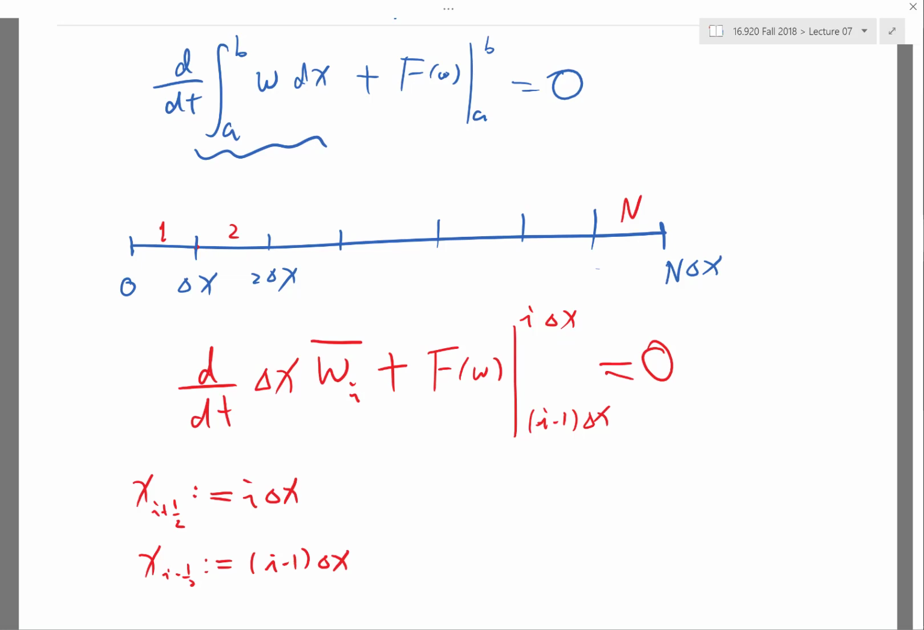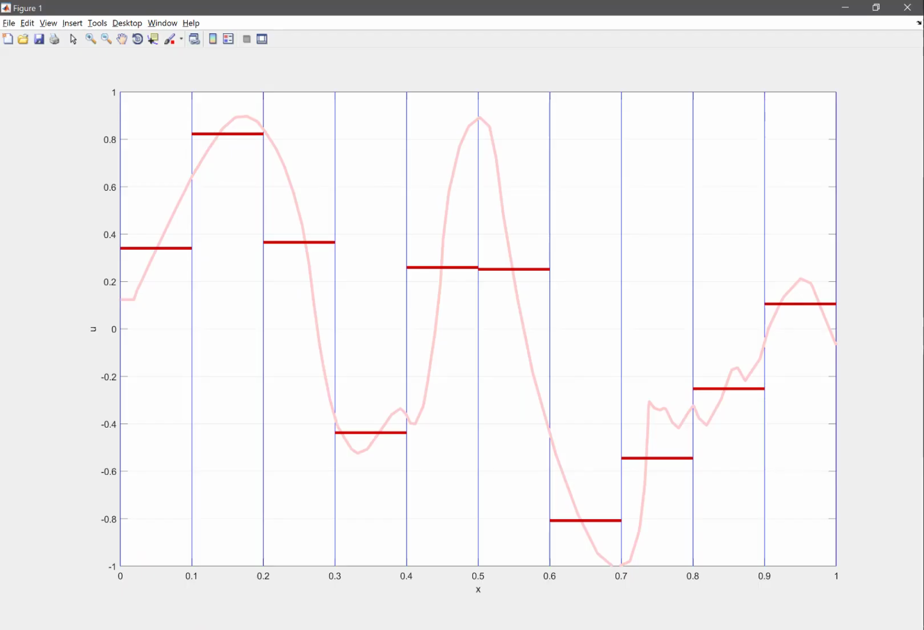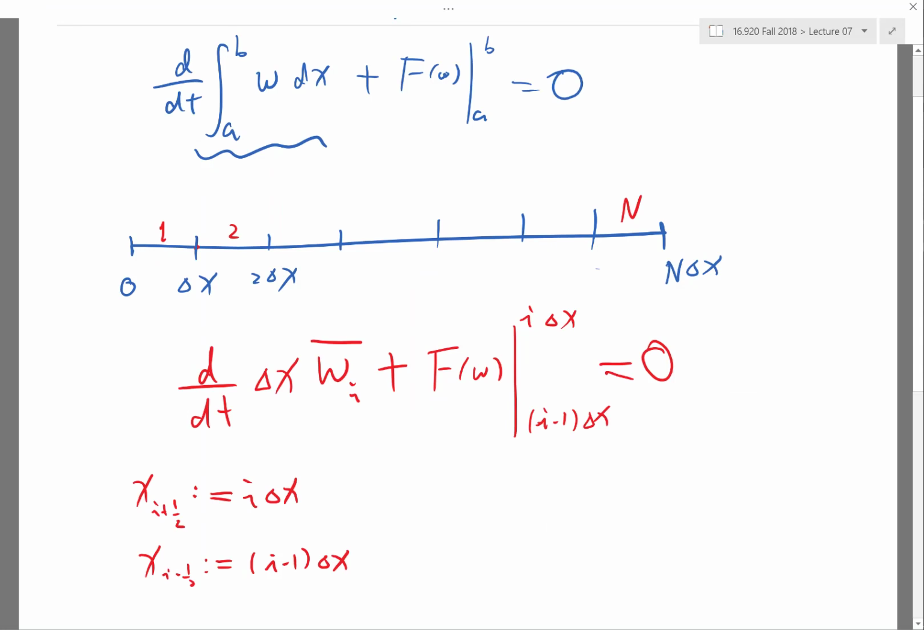Unlike in finite difference, where I have exactly the value of my function w at the grid points, now I don't. I have no idea what the value of w at the grid points is. I lost it. I only have these averages. I don't know this value, I don't know this value. So from these two cell averages, how can I predict what w is on the interface between these two cells? Since I don't know w at the interfaces, I also don't know the flux. I can't evaluate f of w on the interfaces.